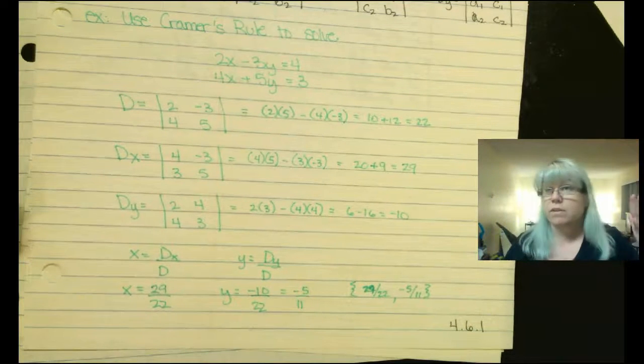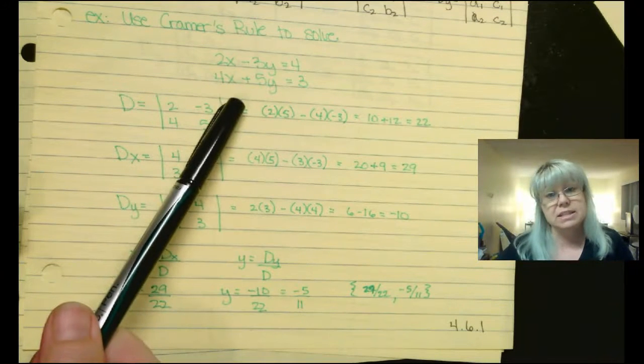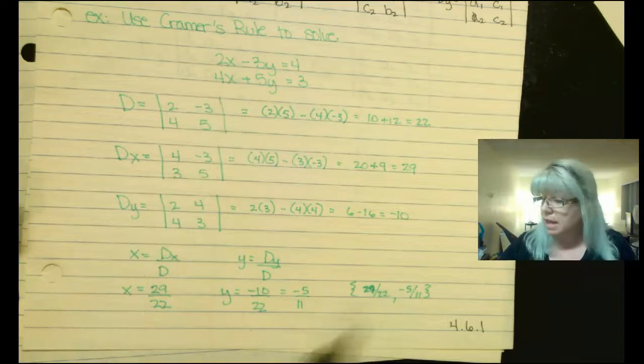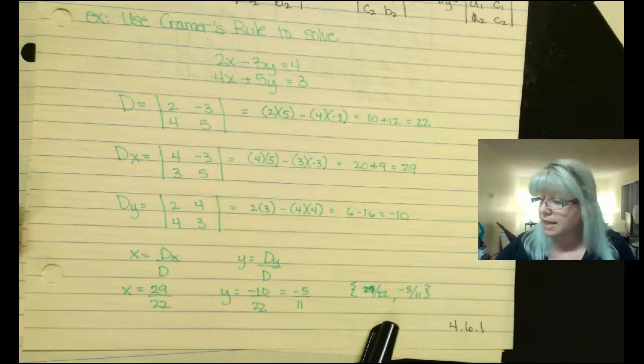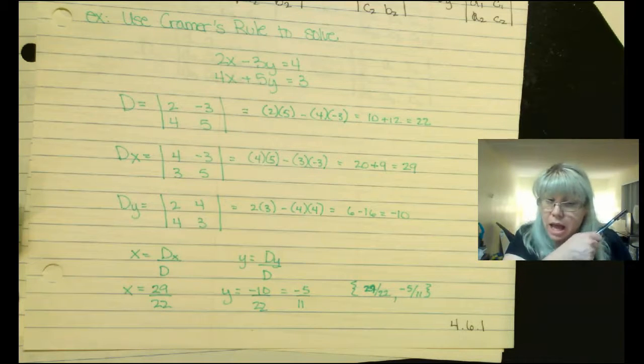And we have 3 or 4 other methods for solving this system. Try it out and see if it works out to 29 22nds and negative 5 11ths. I bet you it does. Cramer does not lie.